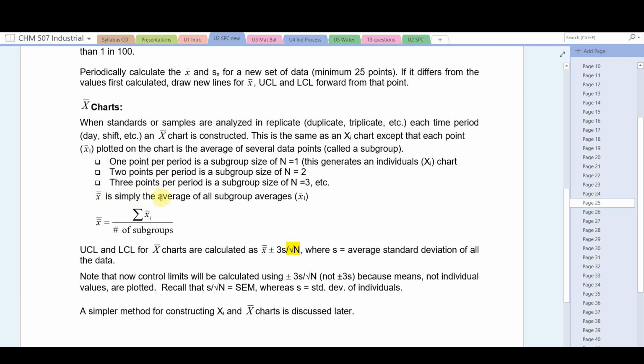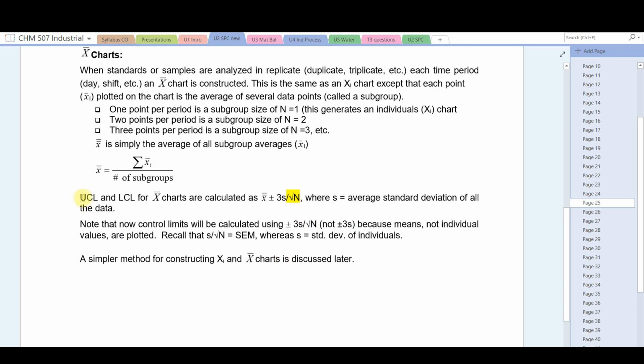X double bar is the average of all the subgroup averages. So it's equal to the sum of your daily averages divided by the number of subgroups, or number of days. But note here that the upper and lower control limit for an X bar chart are calculated as X bar plus or minus 3s over root of n, where s is the standard deviation of all the data. Note that now the control limits will be calculated using plus or minus 3s over root of n, not just plus or minus 3s, because means, not individual values, are plotted.